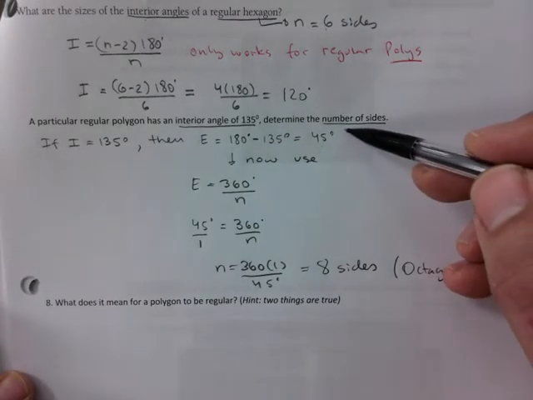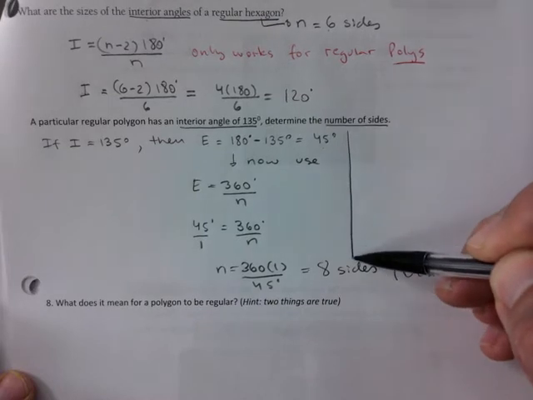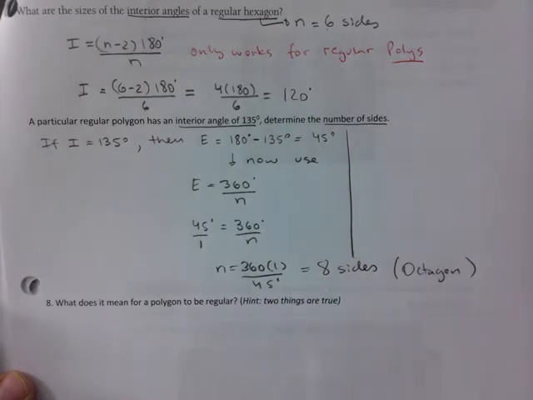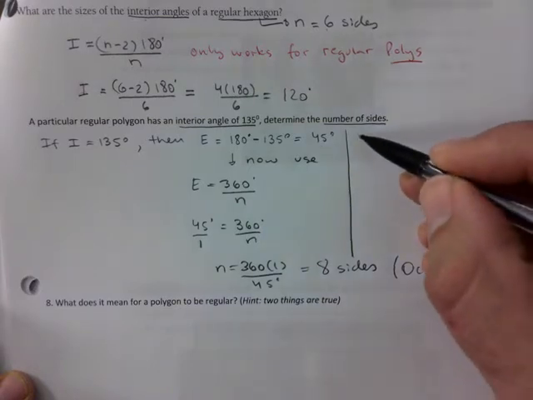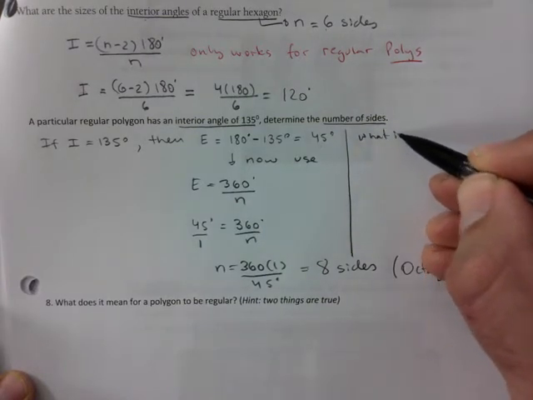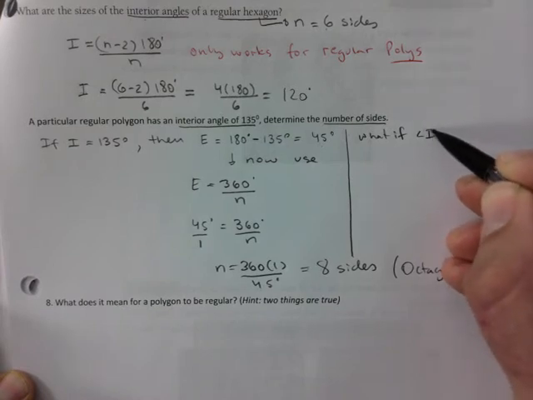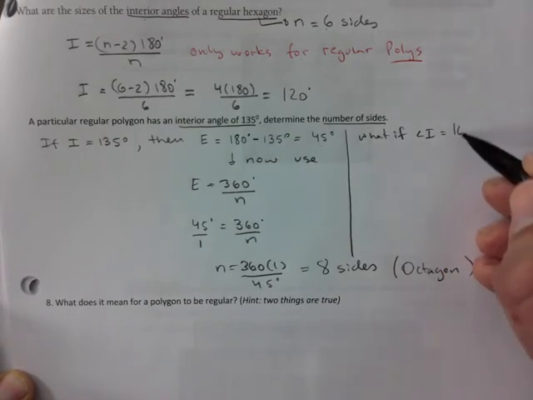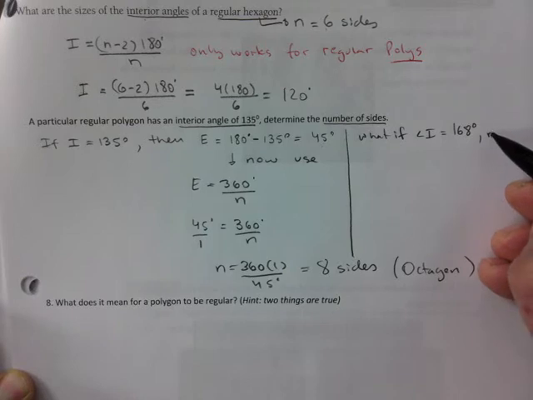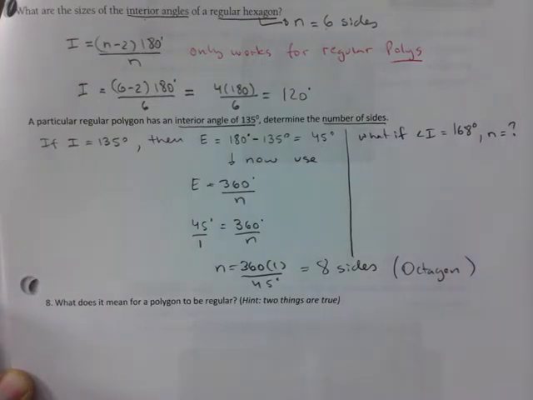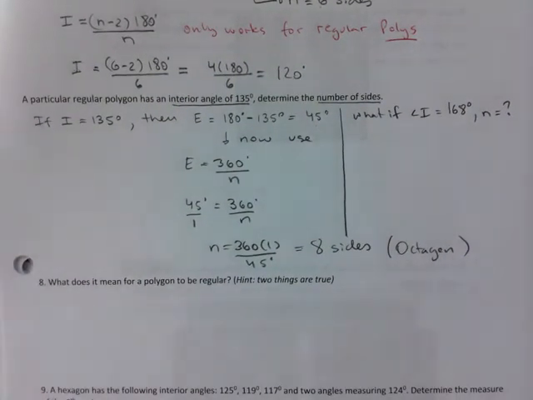Let's try it right away here. I'm going to give you a different one. What if angle I, the interior angle, is 168 degrees? How many sides does it have? Go for it. That can give you 2 to 3 marks, just like that on a test.